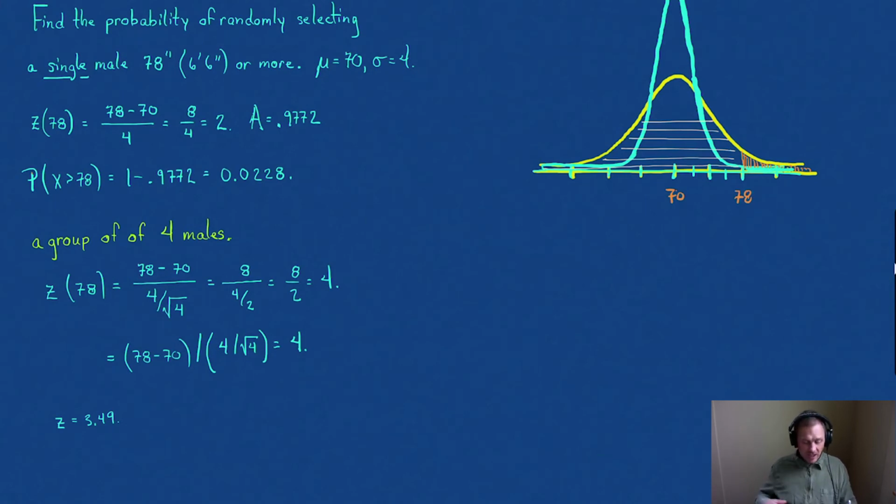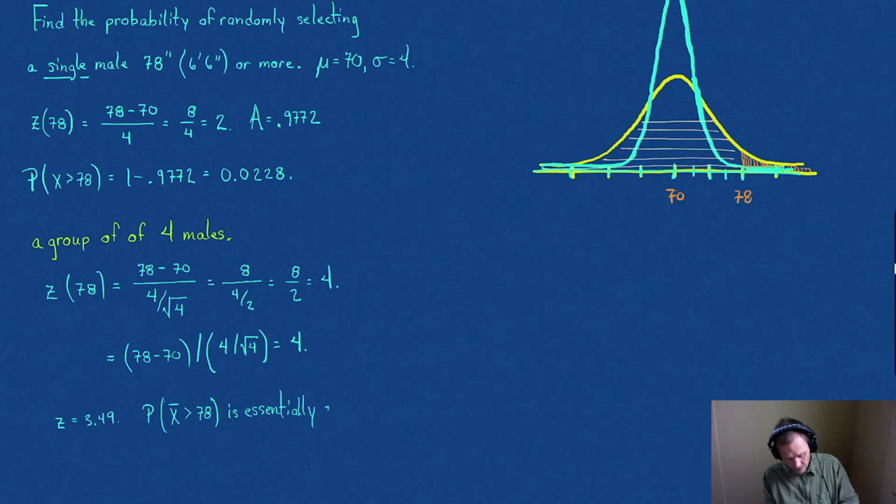Well, if you only had access to a table, you would say the probability that x bar is greater than 78 is essentially 0. You could say that, essentially 0. Now, for those of you who prefer a calculator, your calculator can also do this for you if you use the normal function. I'll show you how to do this.